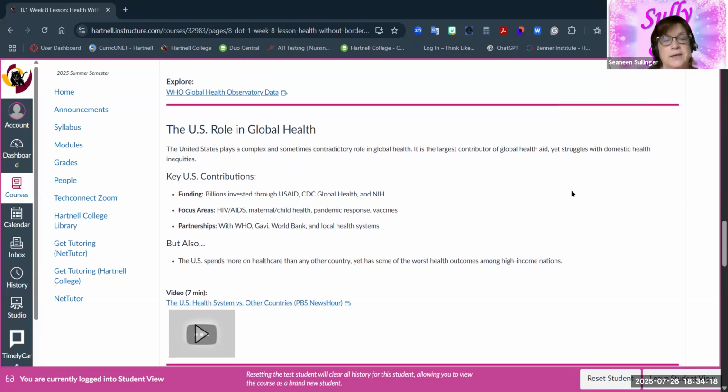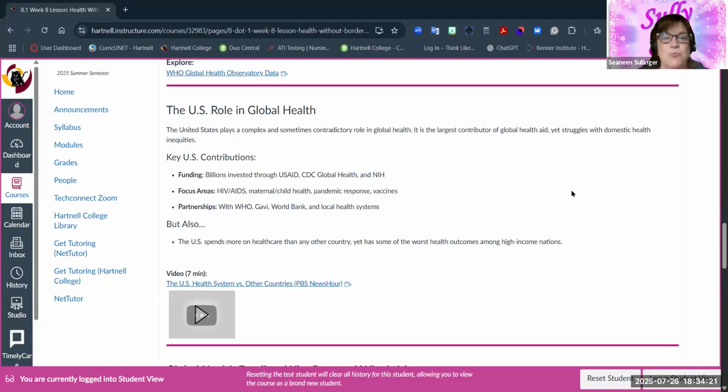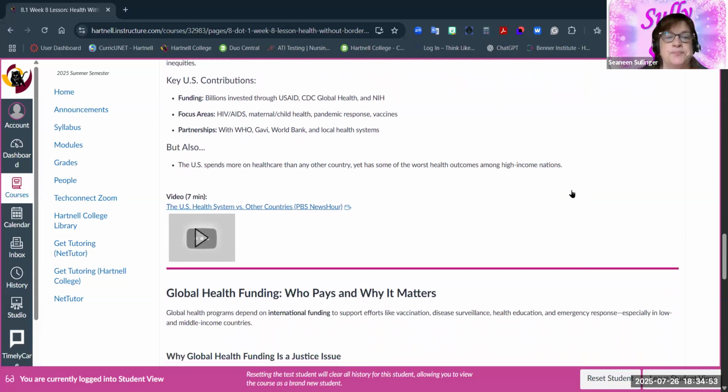But keep in mind that the US spends more on healthcare per capita for our citizens than any other country. There are some statistics that you'll see in a later part of the lesson. But we have some of the worst health outcomes among high income nations. So we spend the most money. I want to say we do that in education too. We spend a lot of money on education, but we don't have very great outcomes. And so here's a short little 7-minute video that talks about that as well.